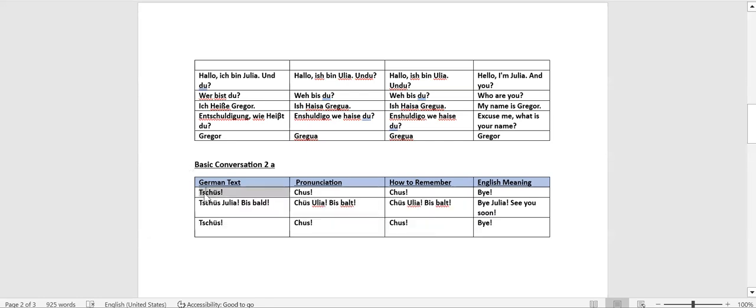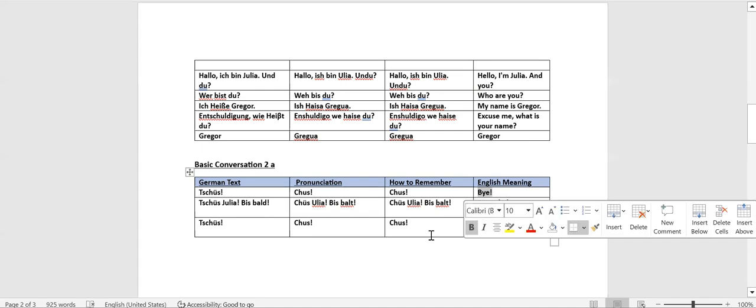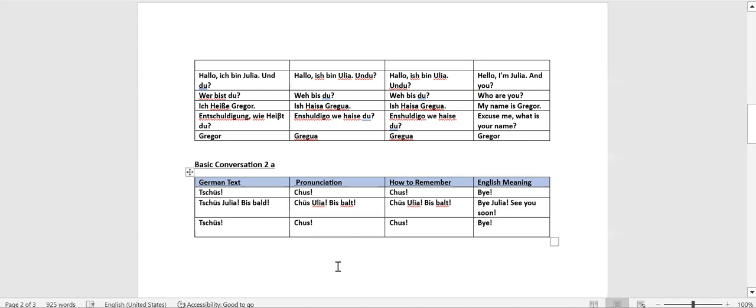Now, TSCHÜSS, how do we say this? What does this mean? It means bye. But how to pronounce this? Tschüss. So easy, right? Bye is tschüss, but it is written as TSCHÜSS. Let's look at the next sentence.